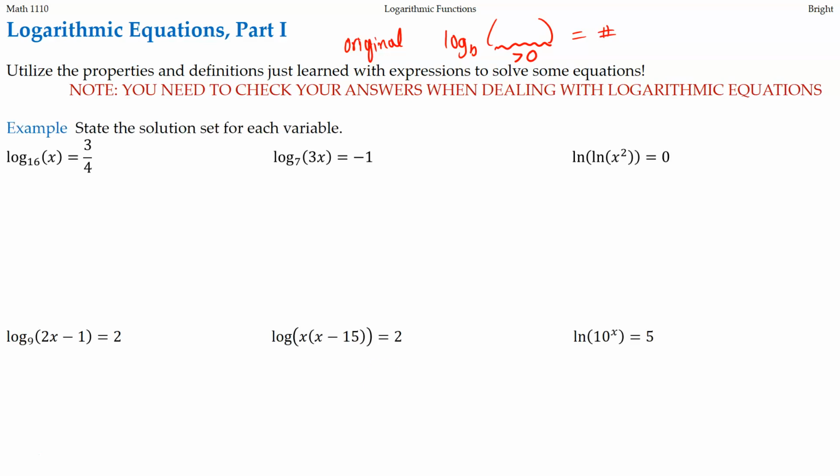So here we go. I'm going to do a couple for you, and then I'm going to pause the video and provide the answers to some more, and then there's going to be one that is provided as a quiz question. State the solution set.